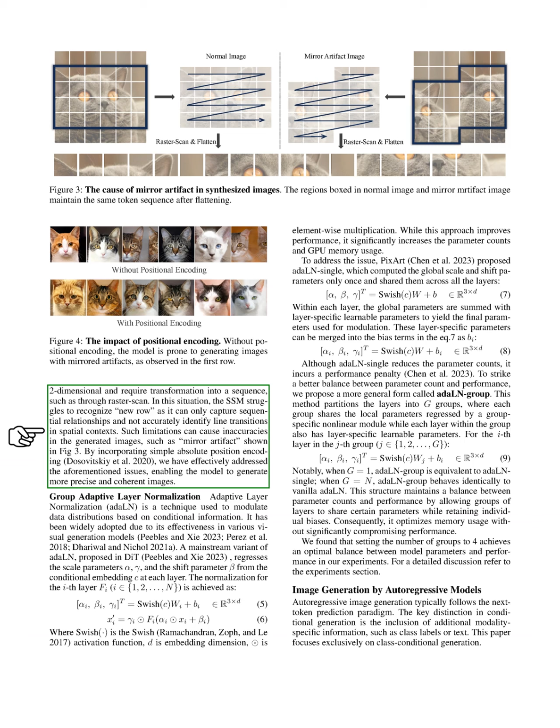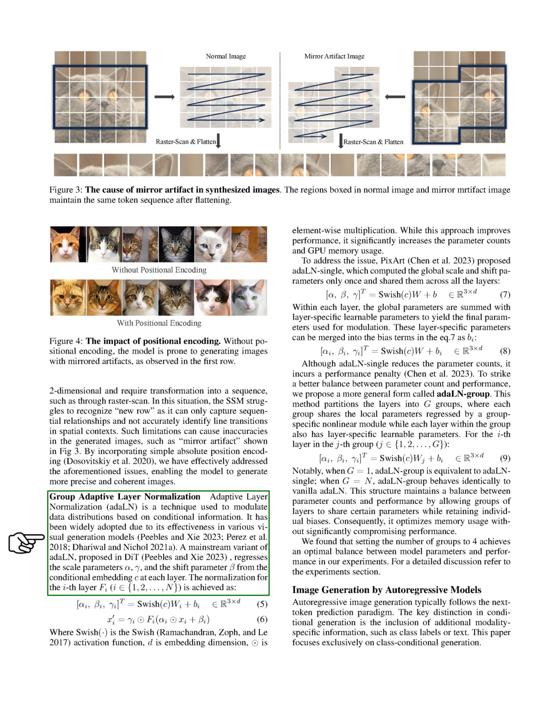However, images are 2-dimensional and need to be transformed into a sequence, which can confuse the SSM when it comes to recognizing new rows. This limitation can lead to inaccuracies in generated images, such as mirror artifacts. By adding simple absolute position encoding, we have resolved these issues, allowing for more accurate and coherent image generation.